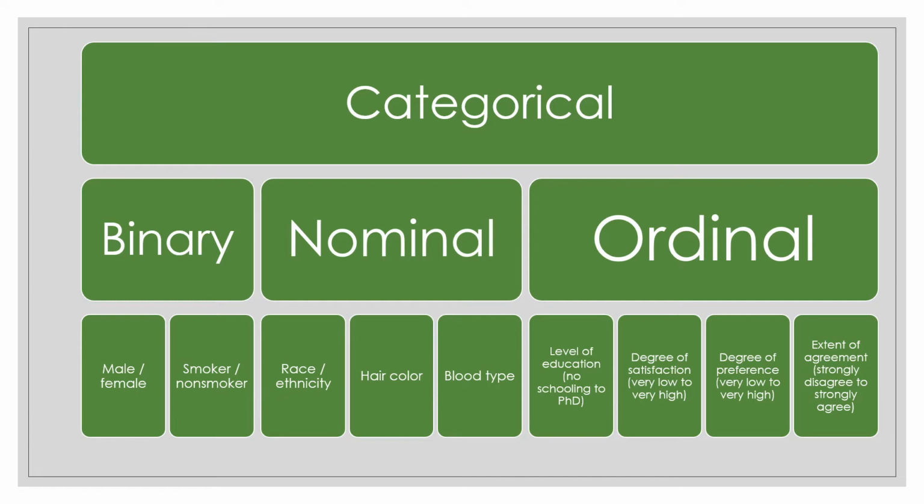So as you can see, we can rank order the different categories for ordinal variables. There is some kind of ranking involved in the different levels of education and the degrees of satisfaction, or the different degrees of preference for a given product or service, or for the extent of agreement on something. They can be ranked from strongly disagree to strongly agree, with many categories in between.